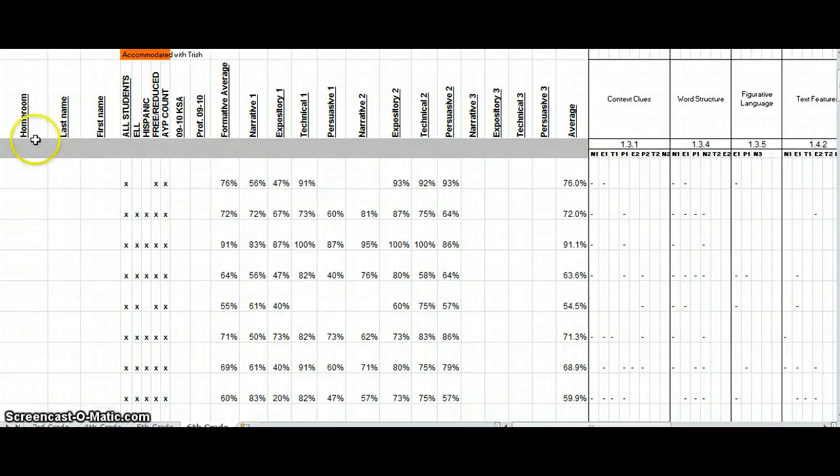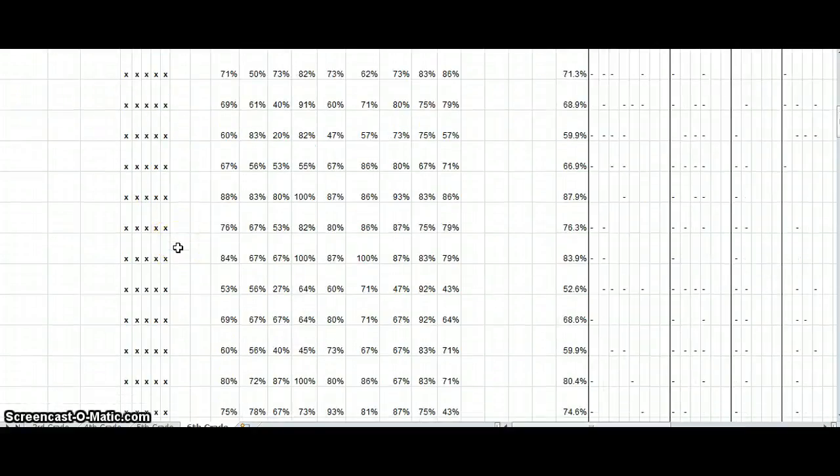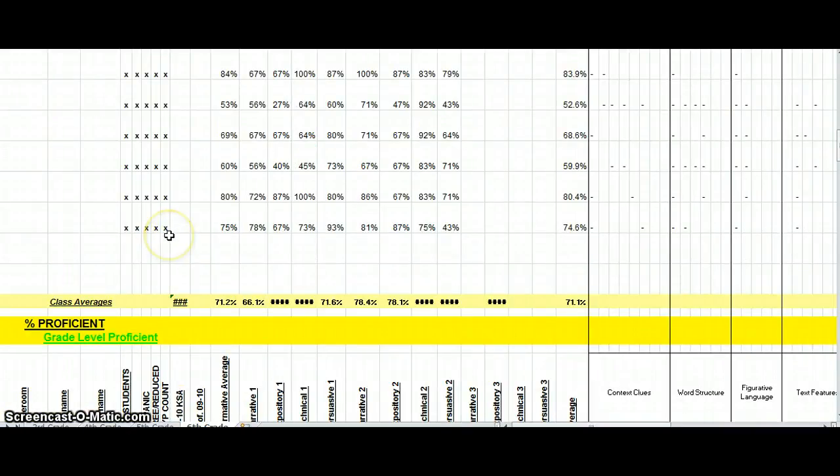But what we have here is it would list the homeroom of the teacher, the last name of the teacher, the last name of the student, first name of the student, and then which subgroup they were listed in. Are they in all students, ELL, Hispanic subgroup, free reduced, AYP count, or not? Some students wouldn't count for AYP.